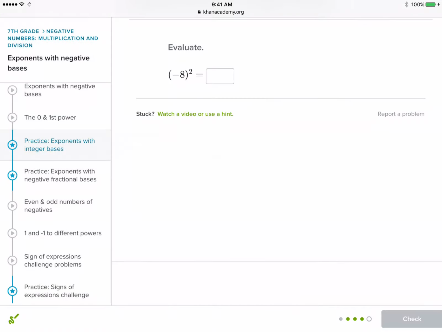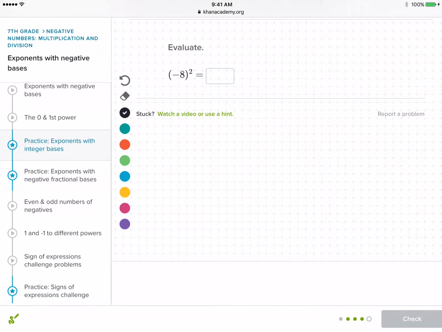Okay, we're going to do a couple more practices here. Oh, it gave me another one. Now you do notice that this one is inside the parentheses, so I'm not going to save my negative for last. I have 2 copies of negative 8. So negative times a negative is going to be a positive. 8 times 8 is 64, so a positive 64.